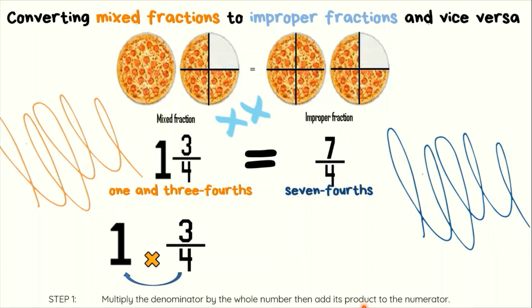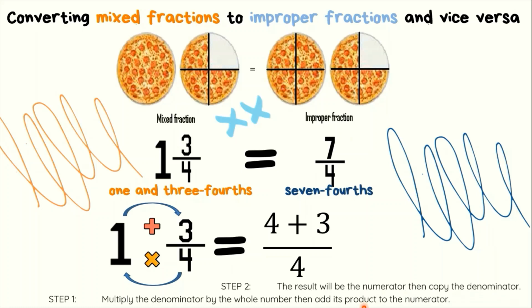After natin i-multiply, i-add natin yung ating nakuwang product sa numerator. And this is how it would look like. Step 2, the result will be the numerator, then copy the denominator. So natin nakuha itong 4 plus 3.